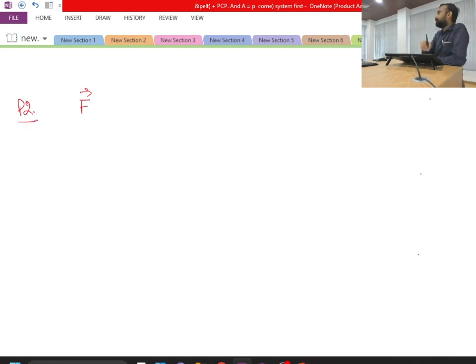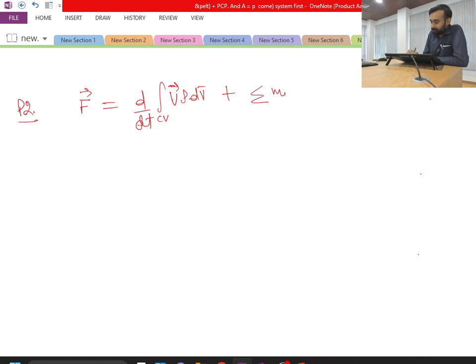today only I have given you this equation. F vector will be equal to d by dt of the integral over the control volume of V vector rho dV, plus the summation of m dot i V vector i for outlet, minus m dot i into V vector i for inlet. So that is my force.